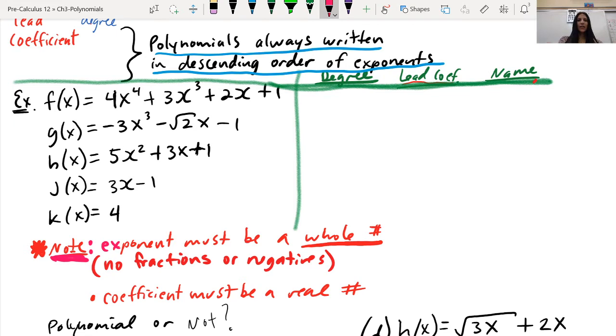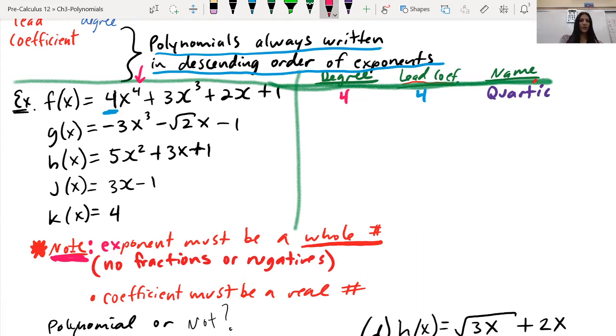So, taking a look at this, the degree would be this first exponent. We just talked about this in the definition. So the degree here is going to be 4. The lead coefficient is going to be this one right here, which also happens to be a 4. And then the name of this, well, to name it, we look at the degree. And since this is a 4th degree, we would name this a quartic polynomial.